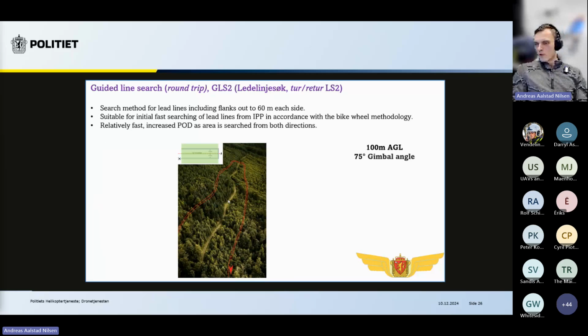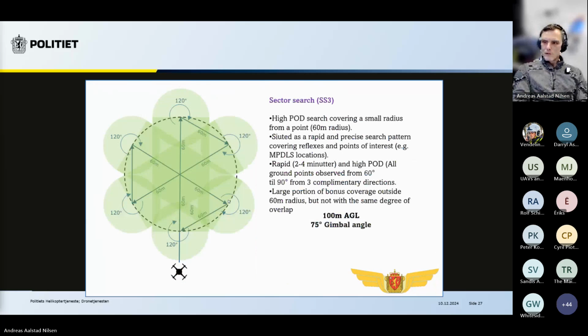So this is how it would look in a forested area. And then we have the sector search, a search we implement when we want to search thoroughly around a small area or a point of interest. That might be a cabin, a campfire site, or an abandoned vehicle or something. It has a high probability of detection, covering this small radius from 3 complementary celestial directions.